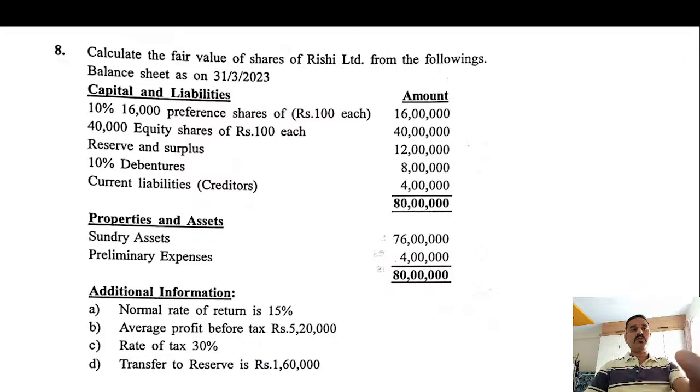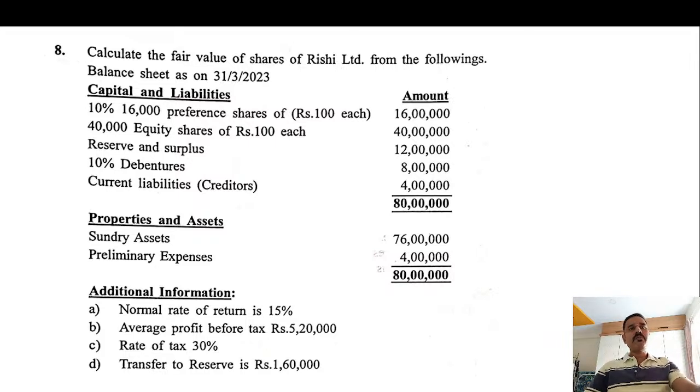This is a very simple problem, but you should know the formula. Each method has some formula, and on that basis you calculate the fair value. Fair value has two methods: one is intrinsic value and the other is the yield method. First we calculate the value of shares on the basis of intrinsic value, that is the net asset method. Then you calculate the yield method also. Then you add them and divide by 2. The average of intrinsic value plus yield method gives the fair value. I will show the solution, don't worry about that.